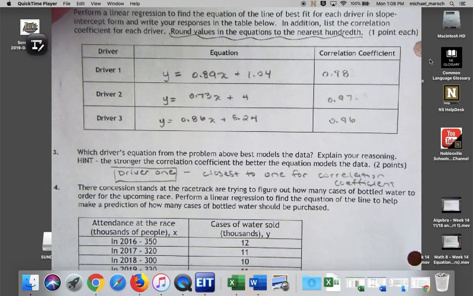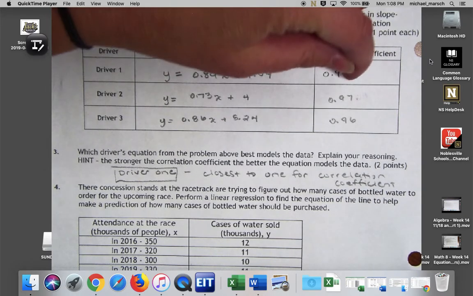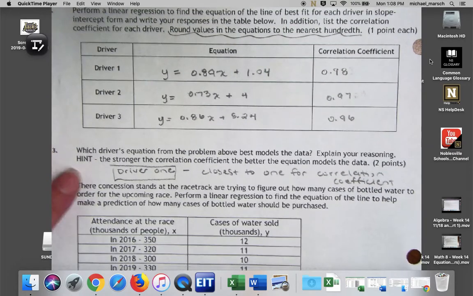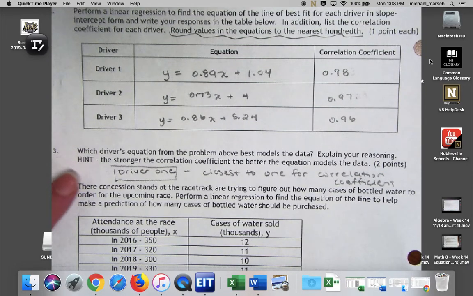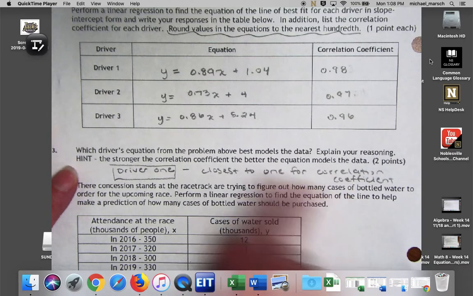Question? Do you have the correlation coefficient to the nearest hundredth? Well, the nearest hundredth, yes. Oh, okay. I thought you were going to say to the nearest one. Okay. You want to round to the nearest hundredth. And then, which driver's equation best models the data? You're going to look for the one that's closest to 1, right?